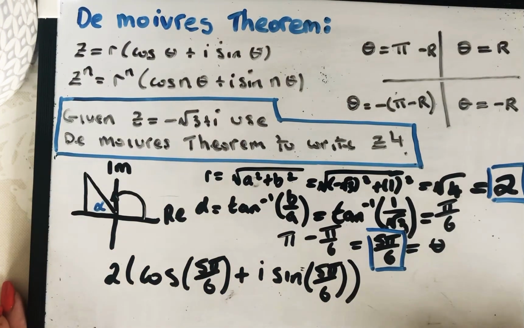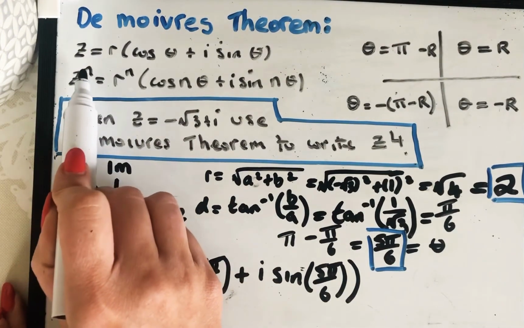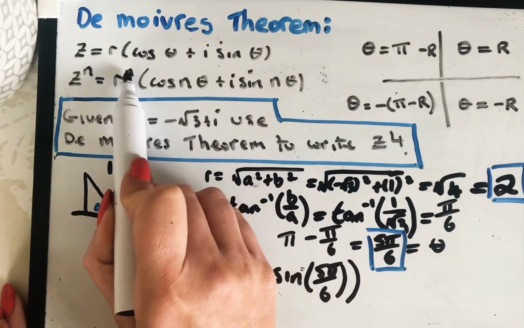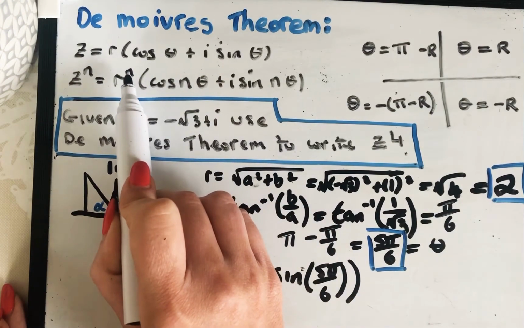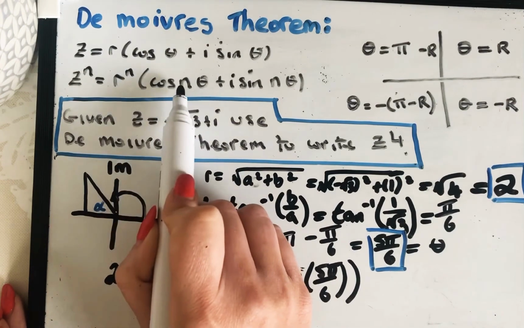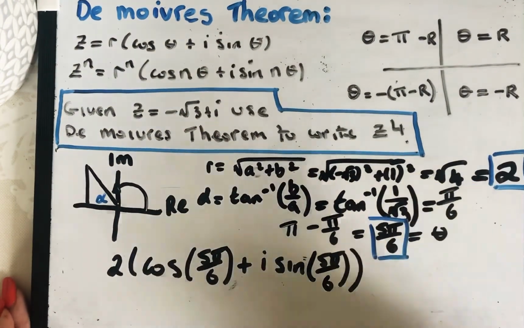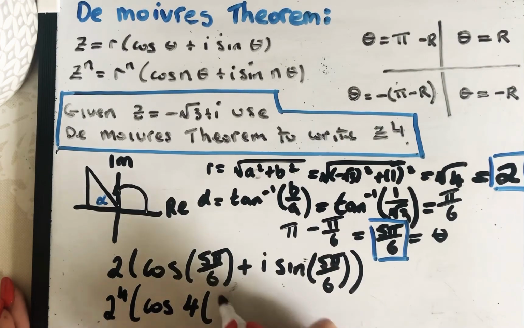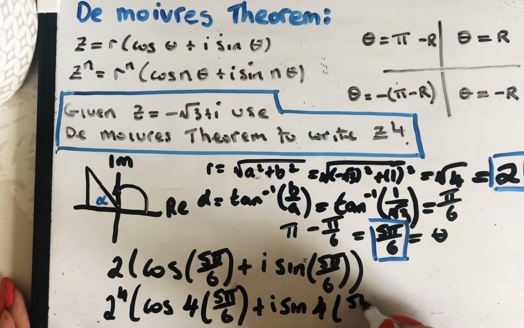Now, to go from polar form into De Moivre's, well, you can see here that De Moivre's has got z to the power of n. And in our question, our power is a 4. So we input our 4 into the 3 places specified by De Moivre's theorem. So here it goes, the power for the r, and then it goes in front of our theta value. So let's do that. We have 2 to the power of 4, cos 4 times 5 pi over 6 plus i sine 4 times 5 pi over 6.